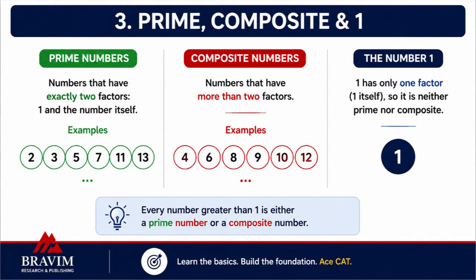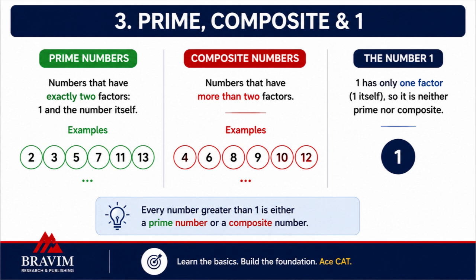Slide 4. Prime numbers, composite numbers, and 1. Let's move to our final concept. A prime number has exactly 2 factors, 1 and the number itself. Examples include 2, 3, 5, 7, 11, and 13. Notice that 2 is the only even prime number.